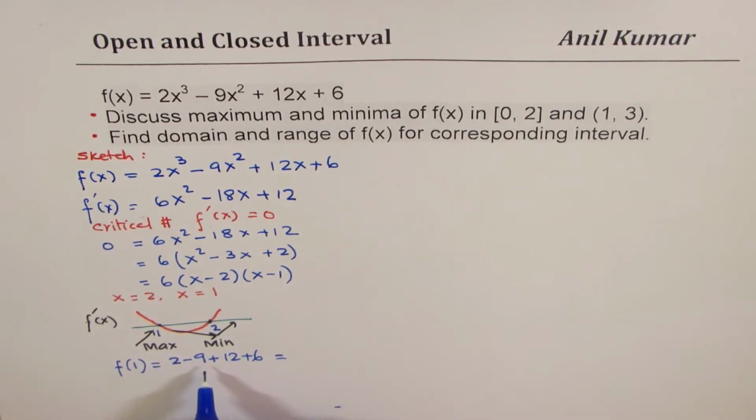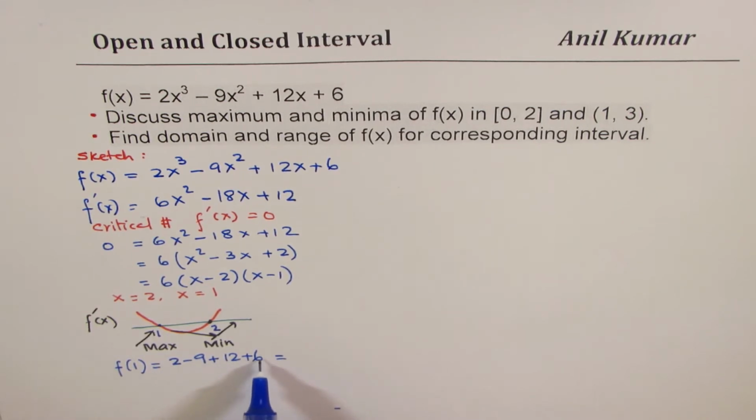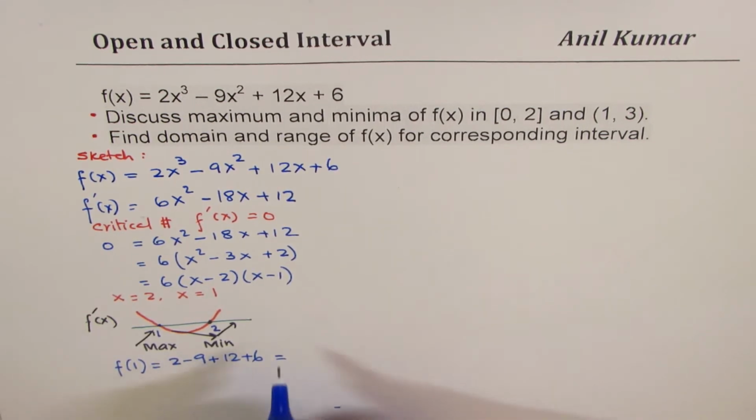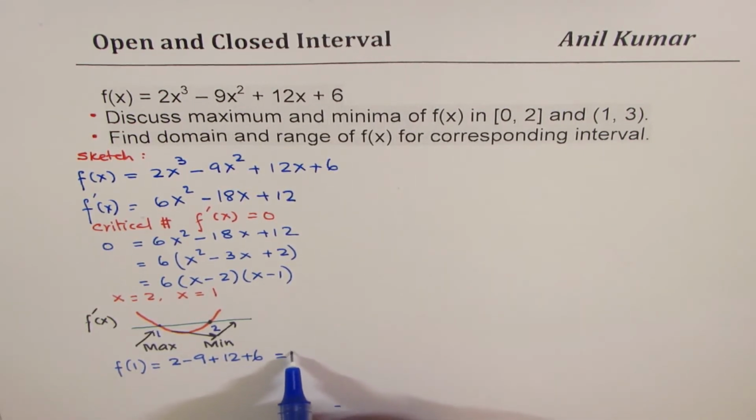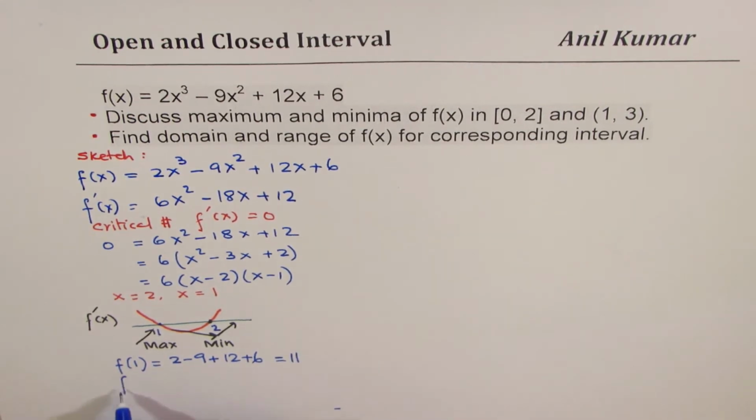2 minus 9 minus 7. Well, let's add all these plus things first. 18, 20, 20 take away 9 is 11, right? So it is 11. And f of 2 is how much?